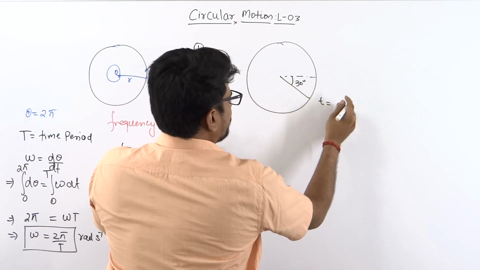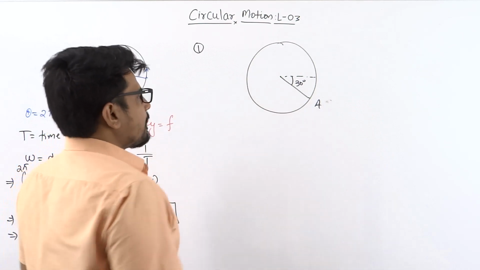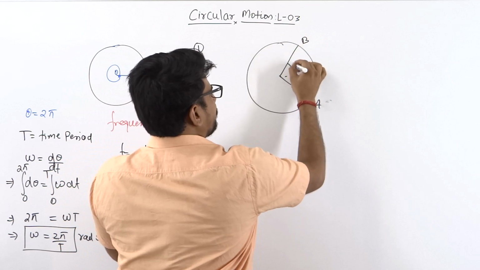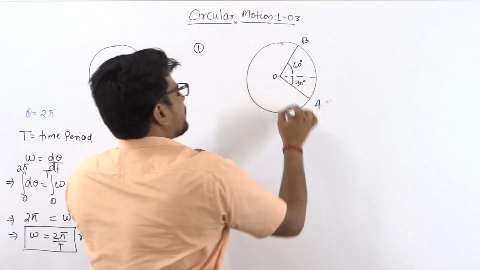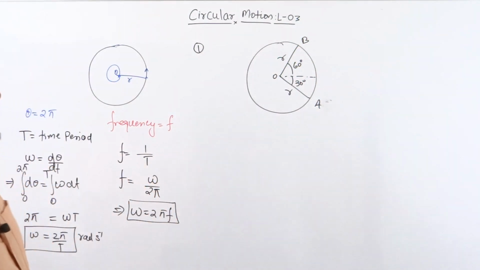At time t equals, or let's just say, this is position A. Simple as that. From position A, the body moves to position B, which makes an angle of, let's say, 60 degrees, with this being your center and R being your radius.